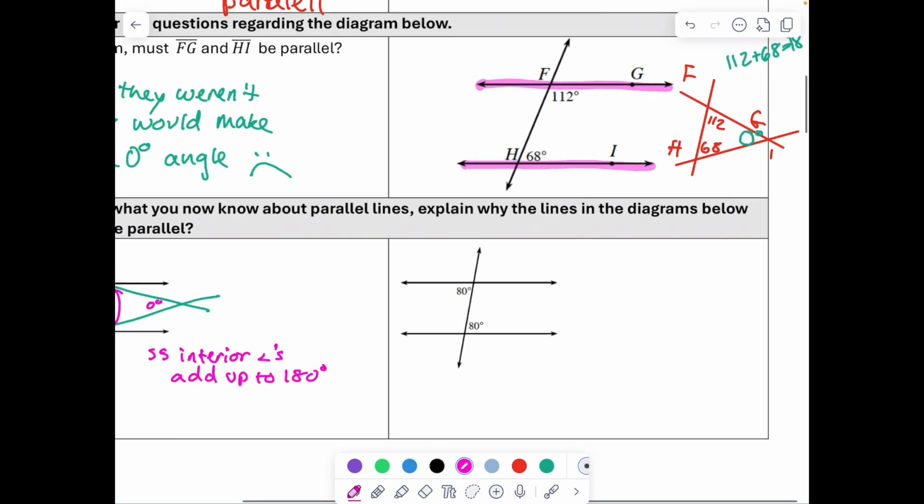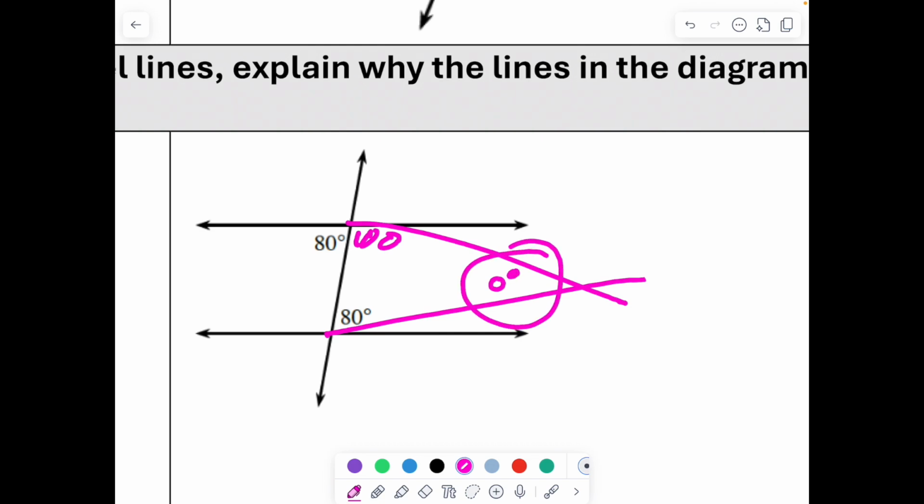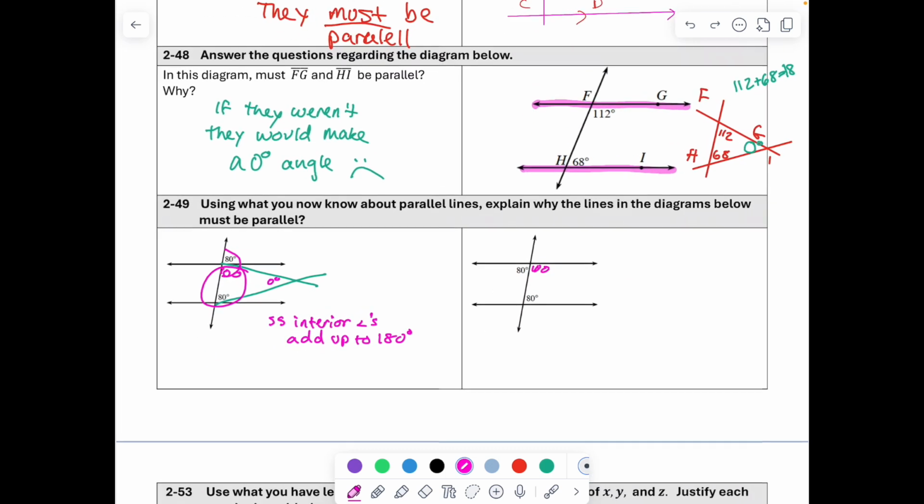These lines, again, make a straight line, which means this angle is 100, which means if we tried to make these point towards each other and make a triangle, we would have no degrees left for this angle over here because these are 180. So these lines have to be parallel. They can never touch.